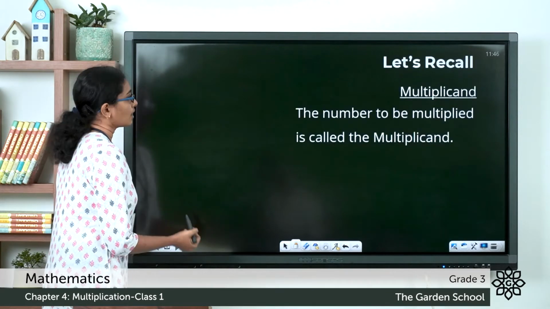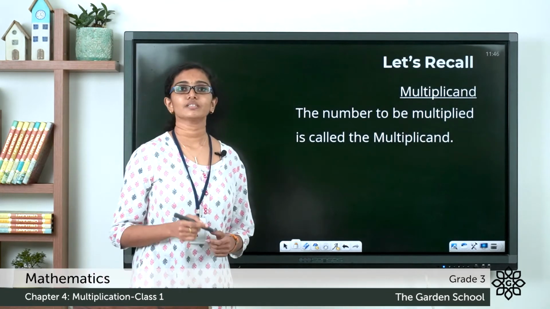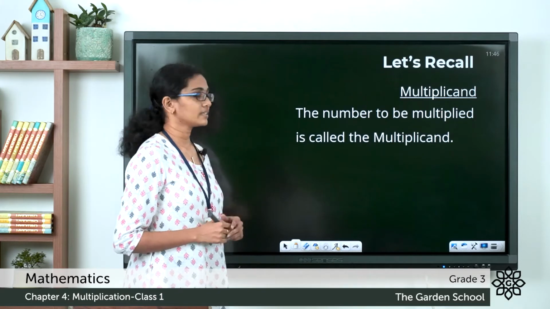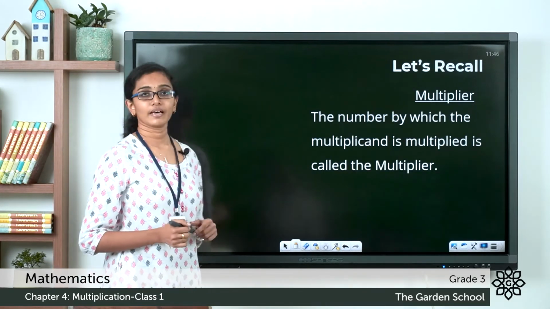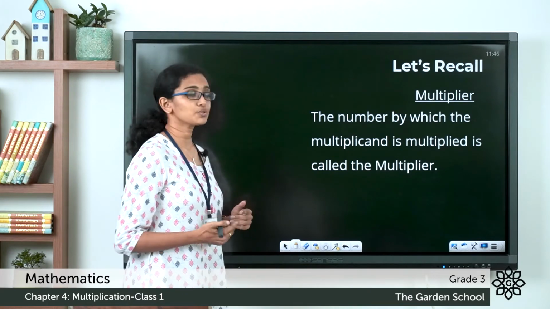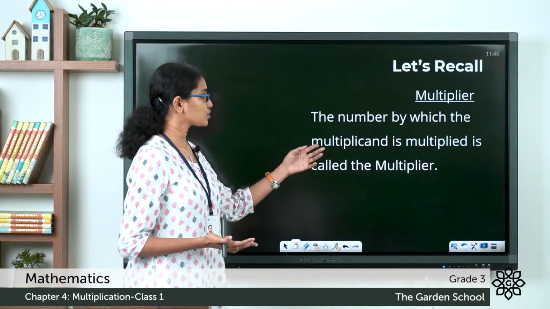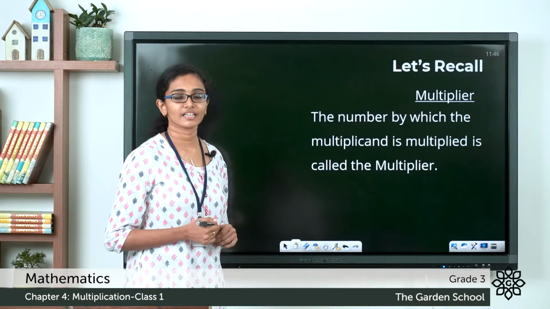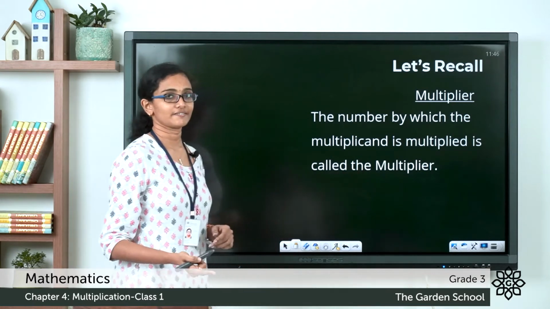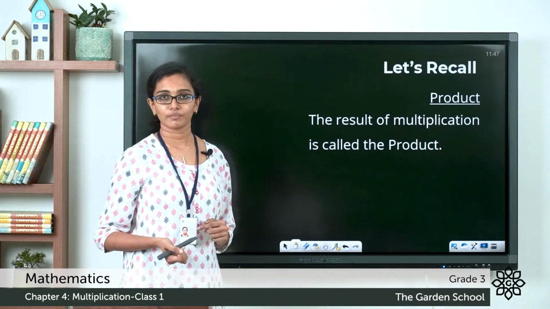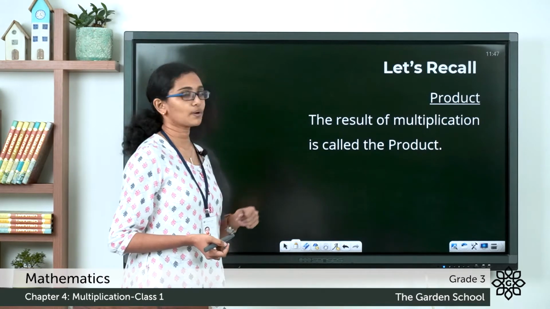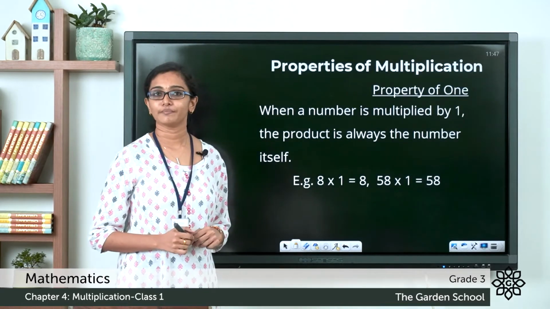So, let's look at the terms once again. What is multiplicand? The number to be multiplied is called the multiplicand. And what is multiplier? Multiplier means the number with which we are multiplying. The number by which the multiplicand is multiplied is called the multiplier. Now what about product? The result or the answer of the multiplication is called the product. Let's see some properties of multiplication.